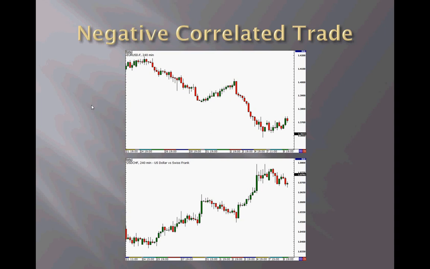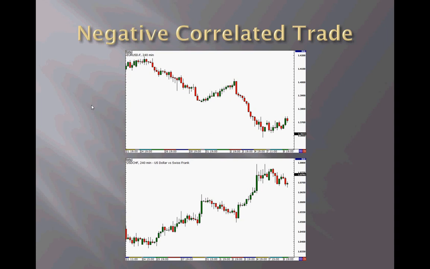Euro dollar and dollar Swissy are like fire and water, Bugs Bunny and Elmer Fudd, Superman and Kryptonite, Boston Celtics and Los Angeles Lakers, Manchester United and Liverpool. These two pairs move in totally opposite directions. Check out the charts. Taking opposite positions on the two negatively correlated pairs would be similar to taking the same position on two highly correlated pairs. Buying euro dollar and selling dollar Swissy wouldn't be the same as doubling up on a position.